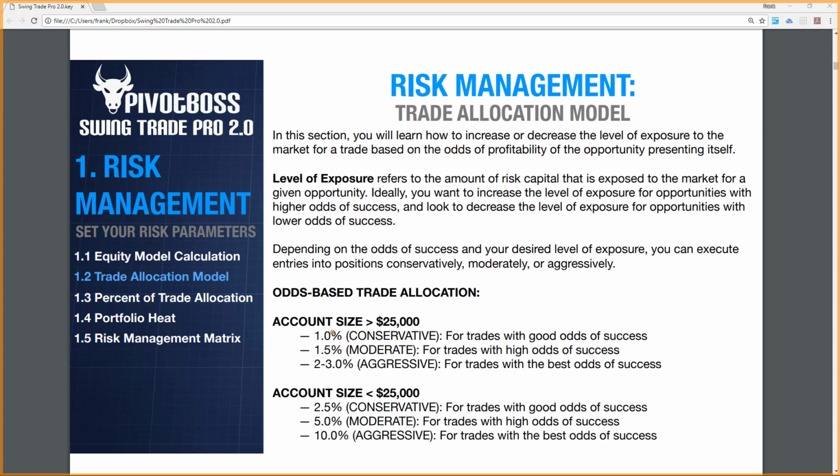So again, 1% is rather conservative, 1.5% is right in the middle, 2.5% pretty aggressive. And now when you start working with the odds of success for a given opportunity, you can then tie those together. So again, that's a very, very important way to go. Again, over here for an account size less than 25K and you're using 2.5, 5, and 10, it's the same idea. Good trades get conservative, high odds trades go moderate, and the best odds trades may be aggressive. So level of exposure, again, is being able to understand the odds of profitability for a given opportunity, and then from there allocating your capital appropriately, either conservatively, moderately, or aggressively.